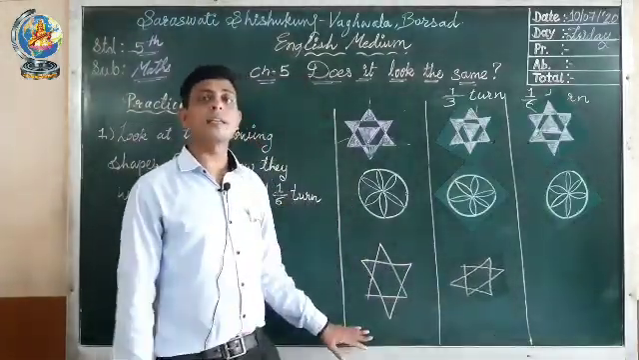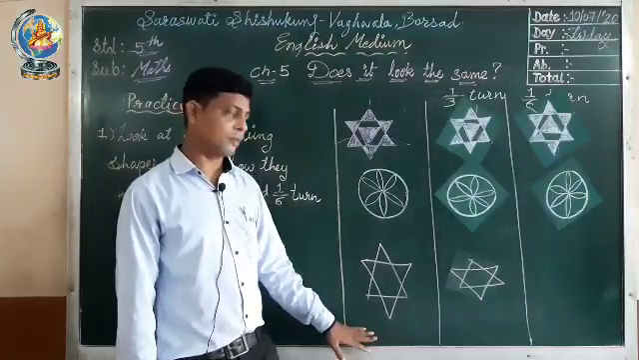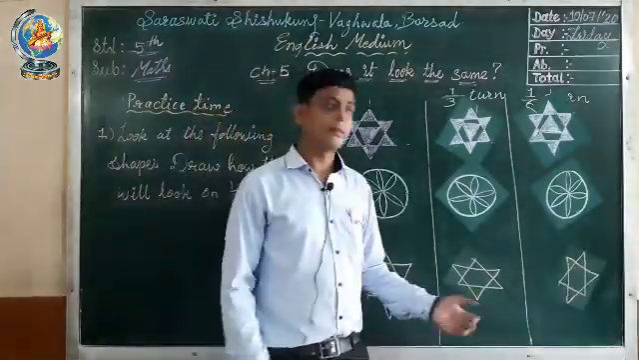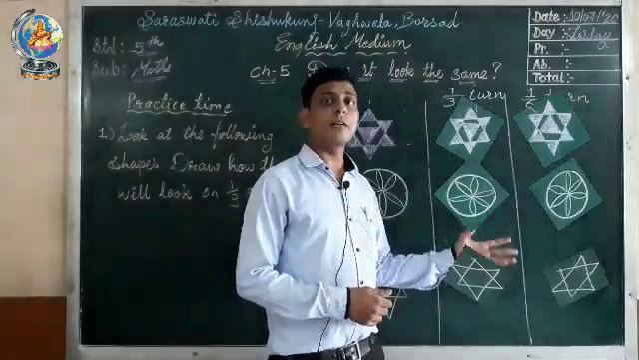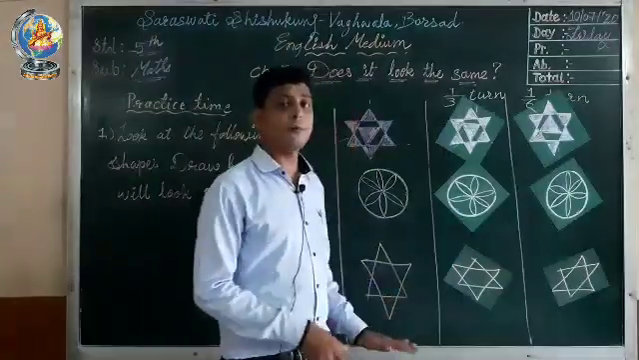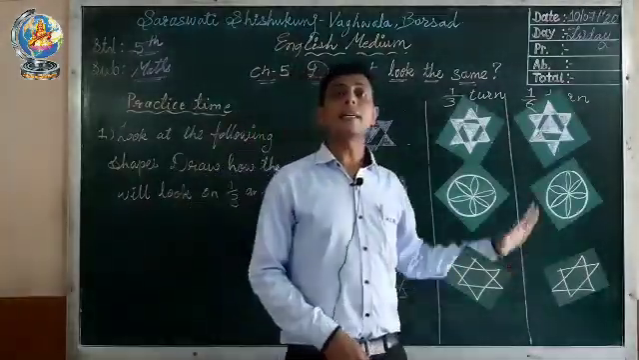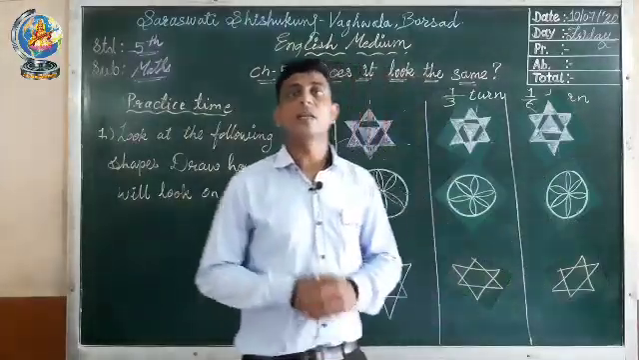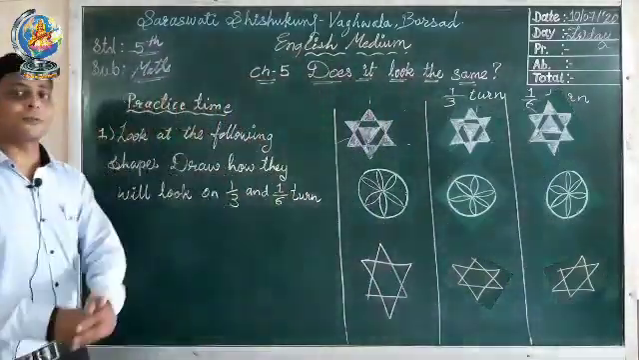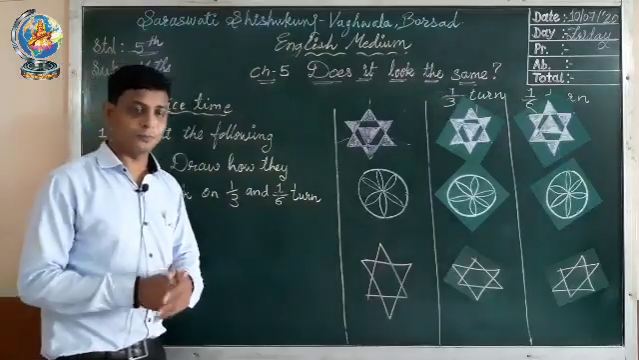Now let us rotate this star into 1/6 turn. So let us rotate it. You can see now we are rotating 1/6 turn of star. Now it looks like this. Now we will go to next question, question number 2.